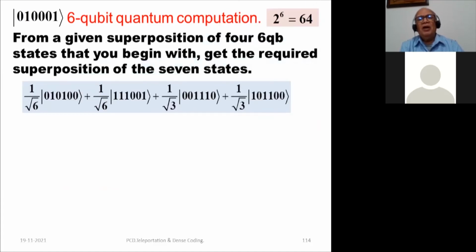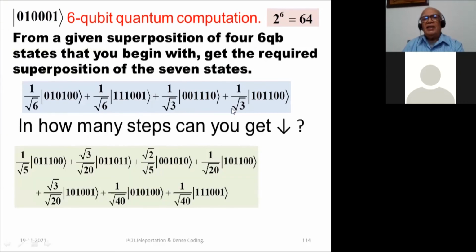For example, if you have 4 components in a 6-qubit system. So there are 6 qubits, first in the state 0, second in state 1, third in state 0, fourth in state 1, fifth in state 0, and sixth in state 0. But this is superposed with these 3 other possibilities. This is an overall normalized state. And suppose you're given this initial superposition.